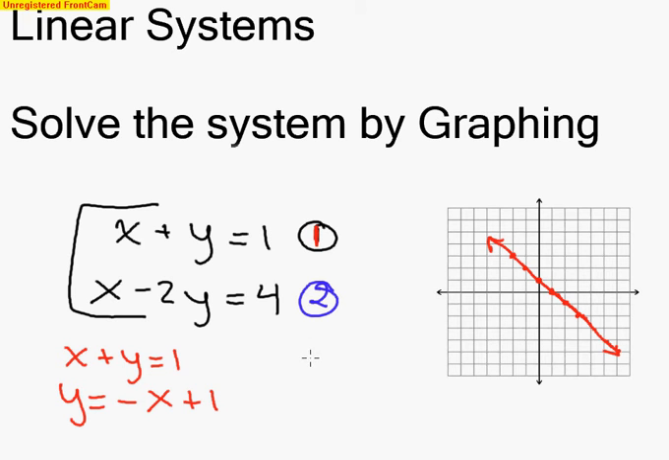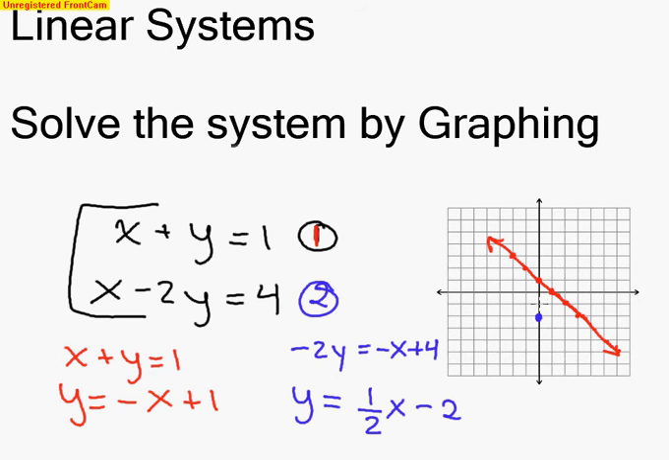Now we're going to go ahead and graph equation 2 here. Same idea. I'm going to go ahead and solve for y because that's how I prefer to graph. You can use any method you like to graph though. So I'm going to subtract x from both sides of the equation. And then I'm going to divide by negative 2. And what I do to one side, I have to do to the other. So I'll divide negative 1 by negative 2 gets us positive 1/2. Positive 4 divided by negative 2 is negative 2. So we have our y-intercept at negative 2.